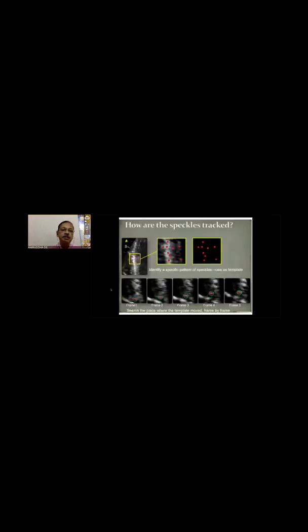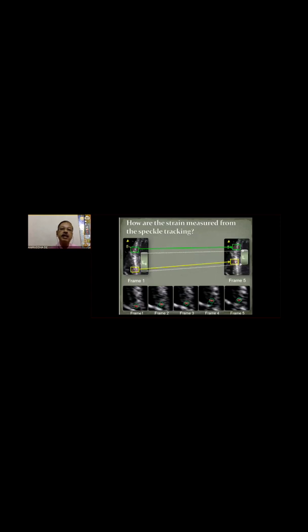So here is the speckle, and this speckle identifies a specific pattern called a template. And if you go frame by frame, from this frame to this frame, it searches the place in the ultrasound beam where the template moves. And as a result, you can get the strain value from the movement of the template.